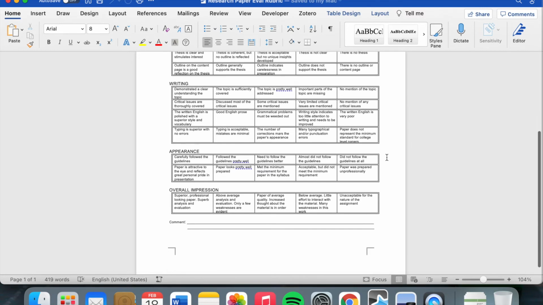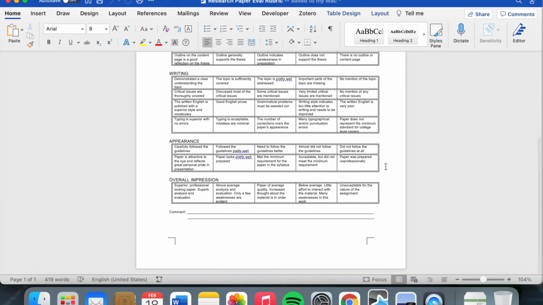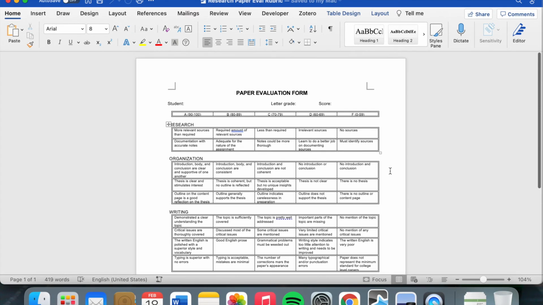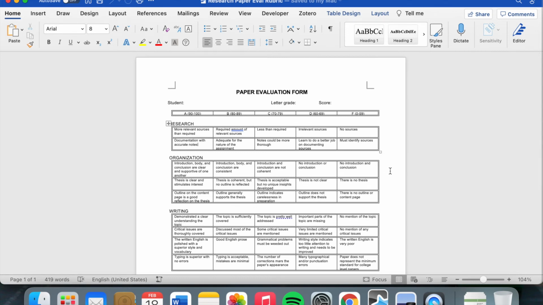I'm going to scroll down to appearance because not every rubric includes appearance. This professor had guidelines for the appearance. So he rated you on whether you followed the guidelines or not. Follow them carefully, pretty well, need to follow them better, almost did not, and did not follow the guidelines at all. So these are the different categories that a professor can include on their rubric. Now let me show you one more.